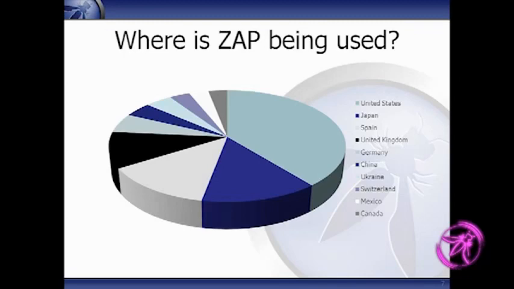And you'll see, okay, the States at the top, then we've got countries like Japan, Spain, Germany, China. And if you look at it, actually, the English-speaking world is probably about 50%. So non-native English speakers probably make up about 50% of the ZAP user base, which I think is great. And the fact that we have translations in Japanese, Spanish, German, Chinese, that might have something to do with it. So if you have an open source project and you want to have more people use it, internationalize it, and then get people to translate it.